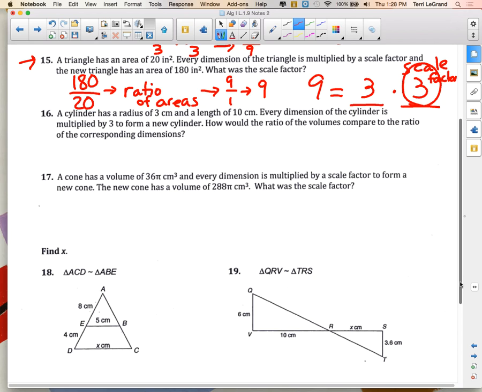Bigger. How would the ratio of the volumes compare to the ratio of the corresponding dimensions? Ratio of the volumes compared to the ratio of the corresponding dimensions. Did they give us the volume this time? No. Okay, got any geniuses in here who know how to find the volume of the cylinder?